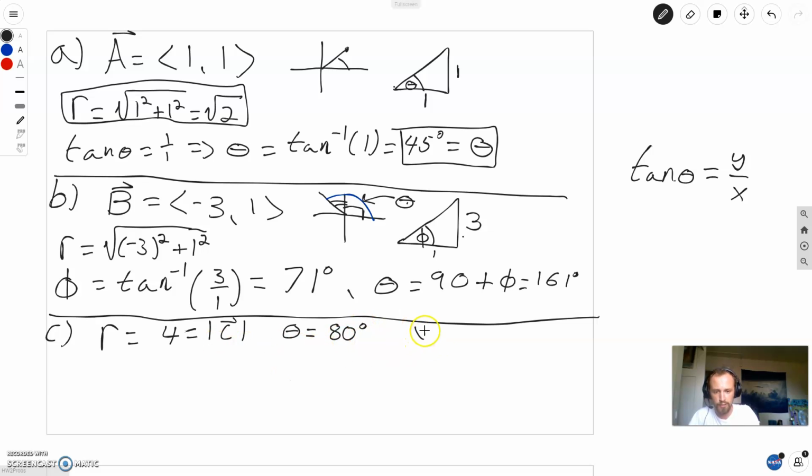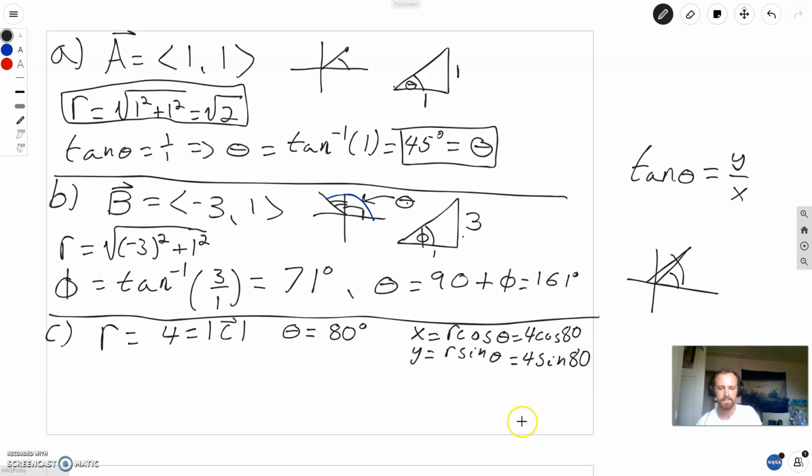So this formula will always work. X equals r cosine of theta. Y equals r sine of theta. As long as theta is from the x-axis. Right? So theta needs to be from that positive x-axis. It's a terrible drawing, but you get the idea. So plugging in numbers here, I'm going to get 4 times the cosine of 80, and I'll get 4 times the sine of 80. You can plug that into your calculator and see what that would be.